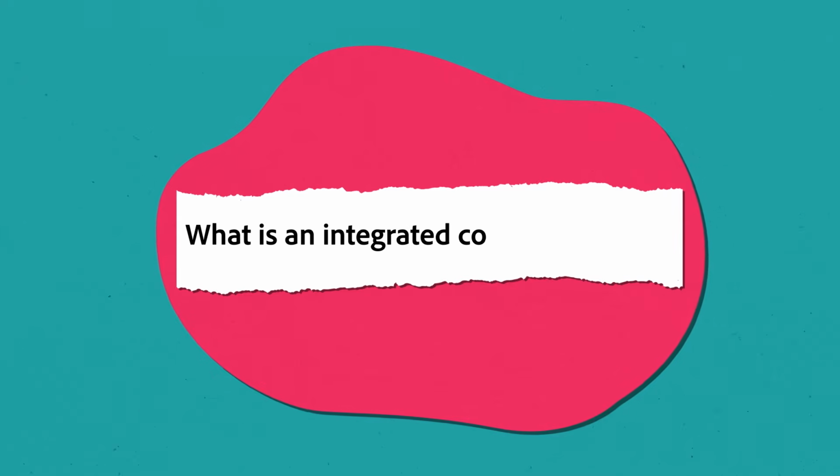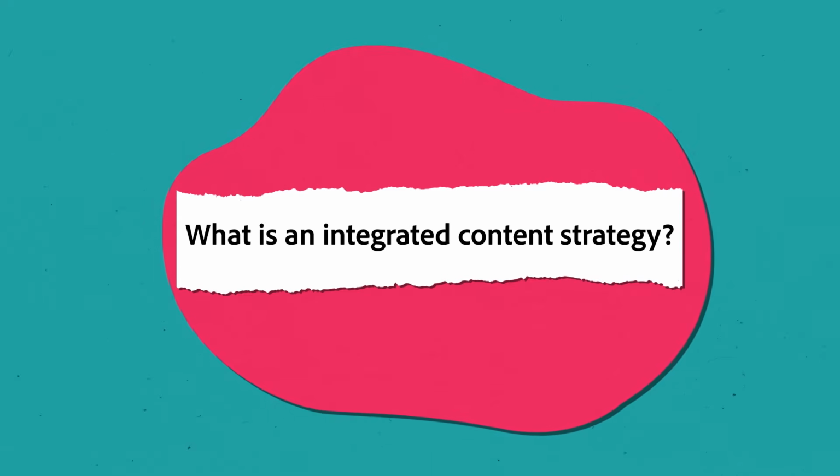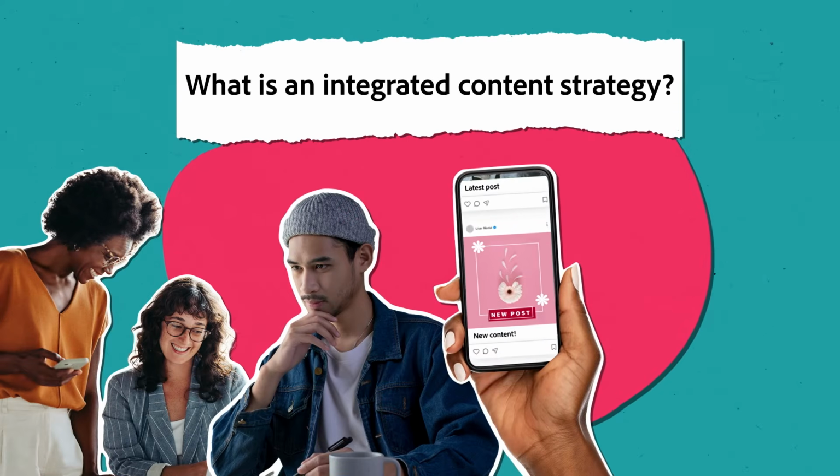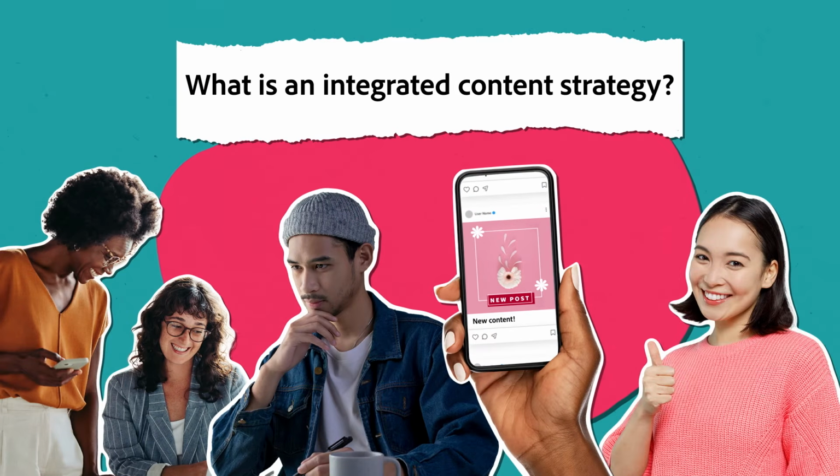What is an integrated content strategy? An integrated content strategy is a comprehensive approach to planning, creating, and distributing content. It ensures consistency across all channels and alignment with specific marketing goals. Think of this as the connective tissue of your marketing efforts. Each content piece, whether a blog post, Instagram carousel, or email, reinforces the same core message while being tailored for its platform and audience.